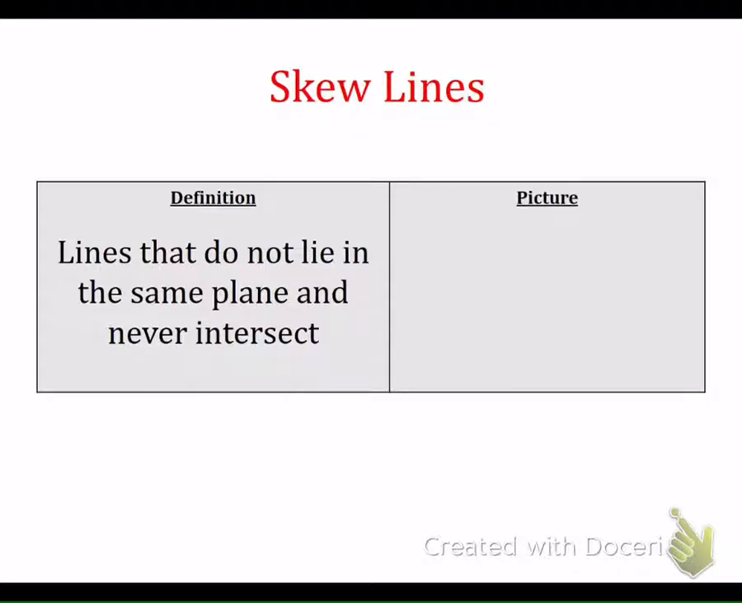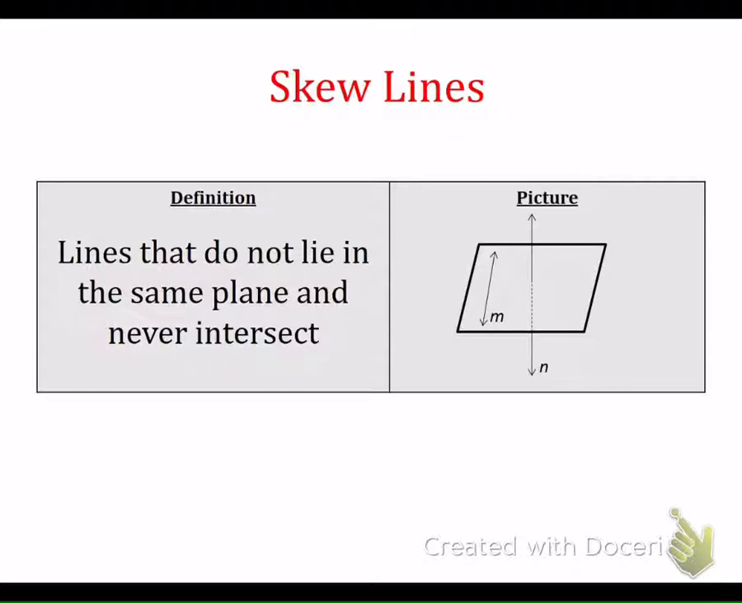So skew lines are easy to confuse by definition with parallel lines because they're both lines that don't intersect. The difference is that these are lines that aren't even in the same plane. So if you see this example, if you have like a flat surface with a line on it, and then way over here there's a line shooting through the surface, those would be examples of skew lines.